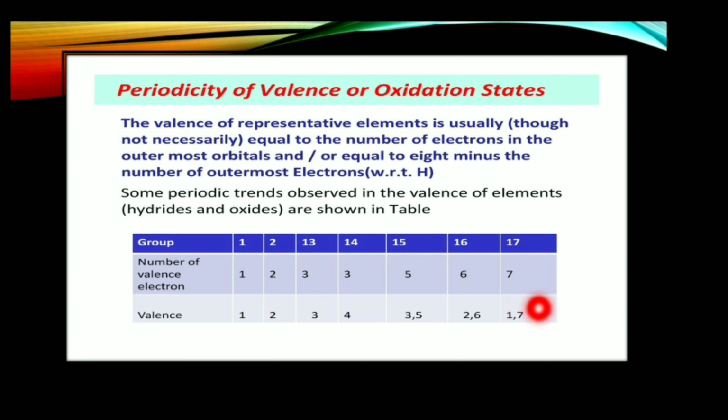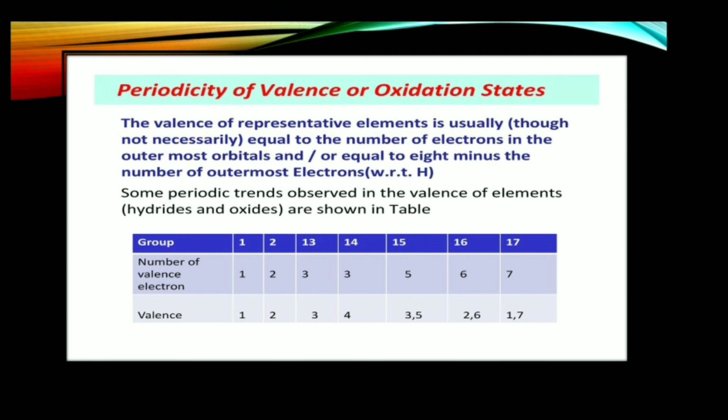Take an example of lithium hydride. Lithium hydride: 1 valence electron of lithium, 1 valence electron of hydrogen. So it forms 1 bond. Combining capacity is 1. Lithium is from the first group elements, so its combining capacity is 1. Like that up to the 17th group, from 1 to 4 the valency increases, later it decreases from 4 to 0. 0 in the case of the noble gases.